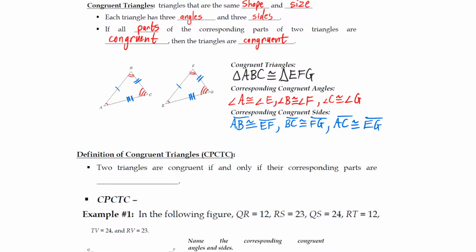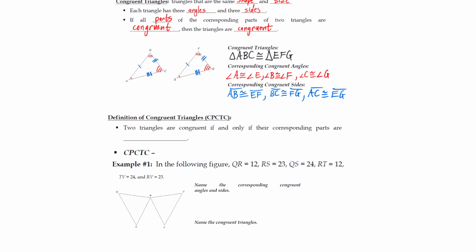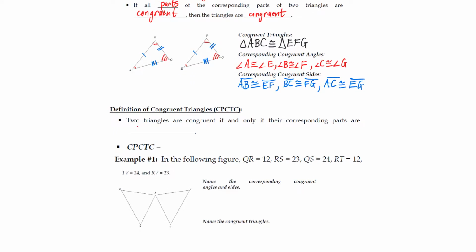And then on top of all that, really, I didn't even have to look at these triangles. I could have just gone back to this name and seen that A and E match up, B and F match up, C and G match up. Okay, and then same thing on the letters. AB matches up to EF, BC matches up to FG, and then AC matches up to EG. All right. So 2 triangles are congruent if and only if their corresponding parts are congruent.